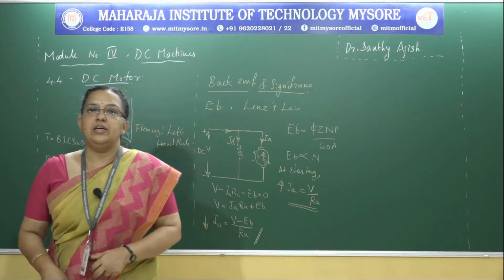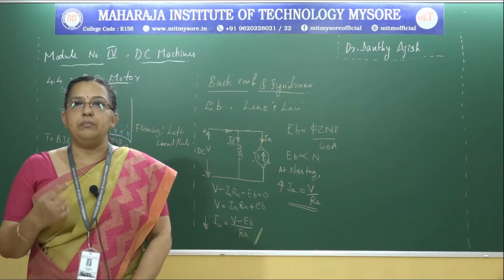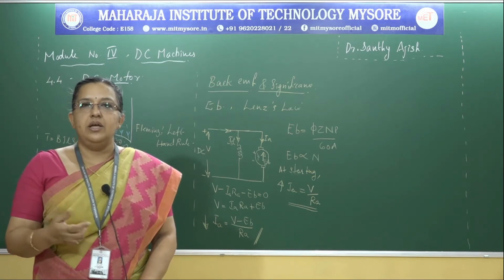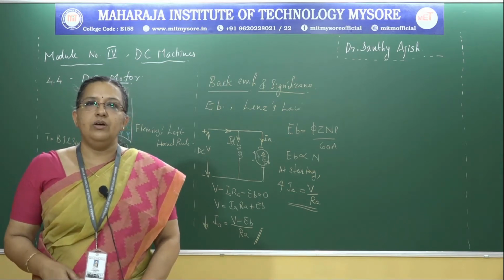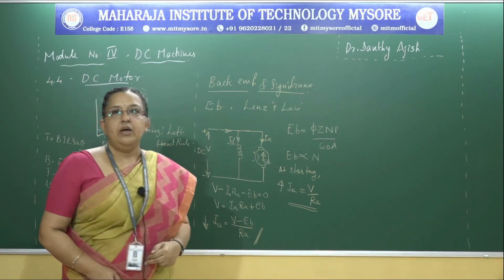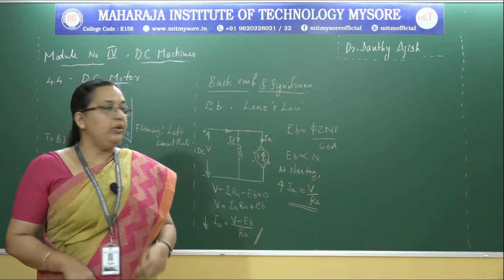So what we can say is the EB, the back EMF, automatically adjusts or regulates the torque required for the operation. So that is the significance of back EMF in a DC motor. I hope it is clear to you.